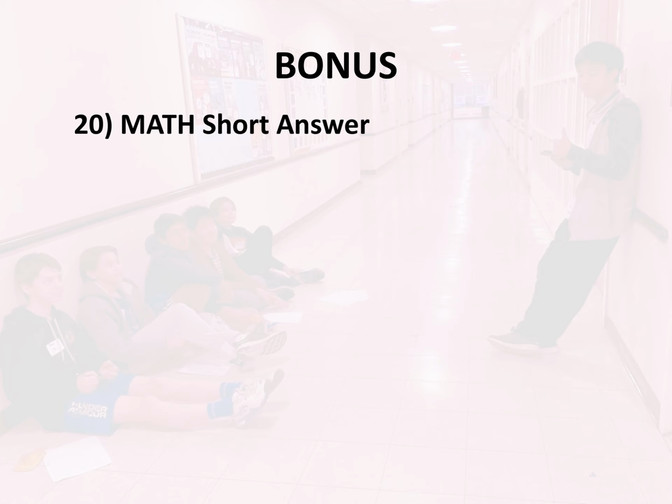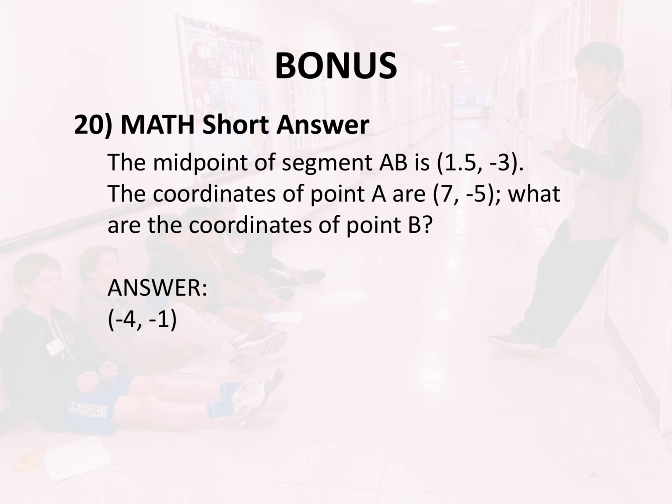Bonus, 20. Math. Short answer. The midpoint of segment AB is (1.5, -3). The coordinates of point A are (7, -5). What are the coordinates of point B? Answer, (-4, -1).